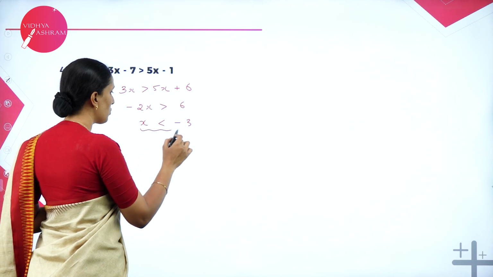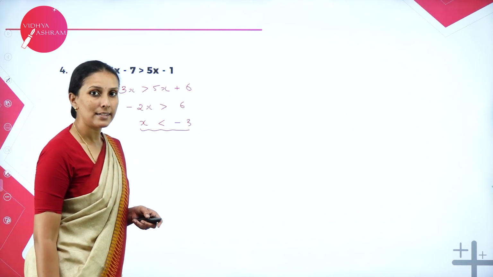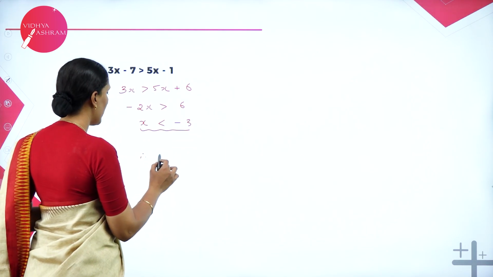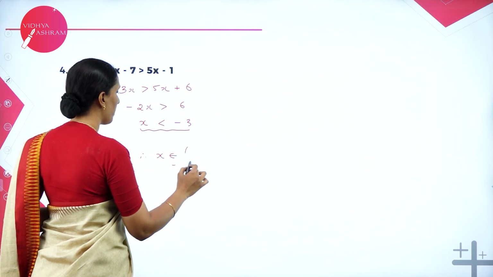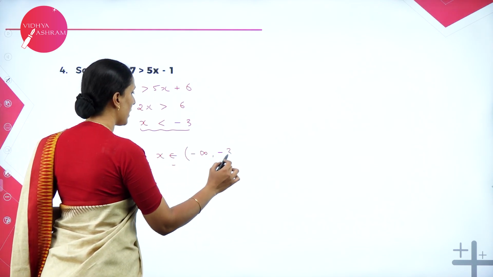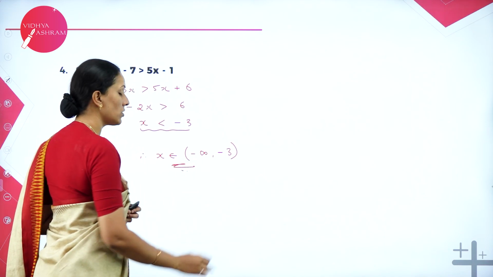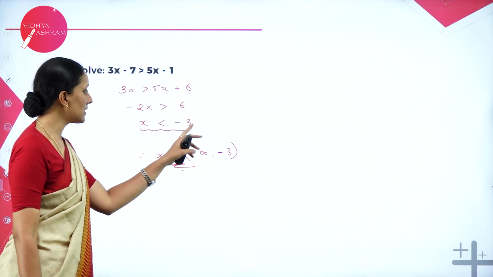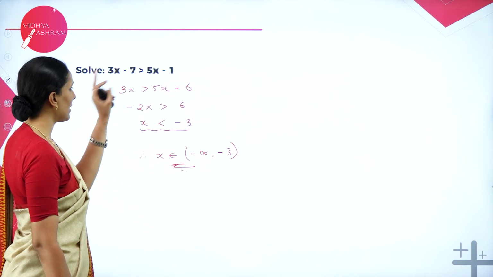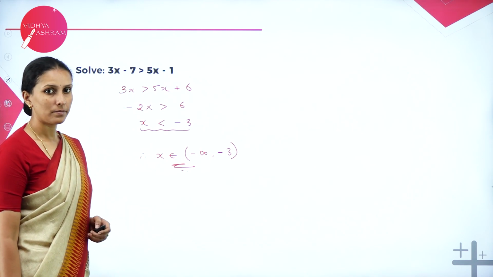So therefore the solution is x less than minus 3. So therefore x belongs to minus infinity, comma minus 3. So this is the solution set. That means all the numbers less than minus 3 will satisfy the given inequation.